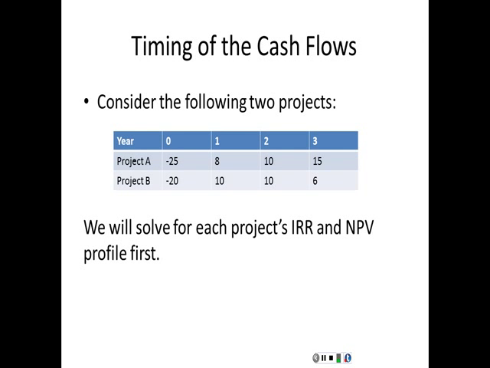Finally, timing of the cash flows. So when you get your cash can determine the IRR and NPV of the project. So we have 2 projects, A and B, and here are their respective cash flows. So we're going to solve for each project's IRR, and then we're going to build an NPV profile. This is kind of an advanced topic for this summer, but I just want you to understand what can happen and why you have to be careful. So let's do the analysis.